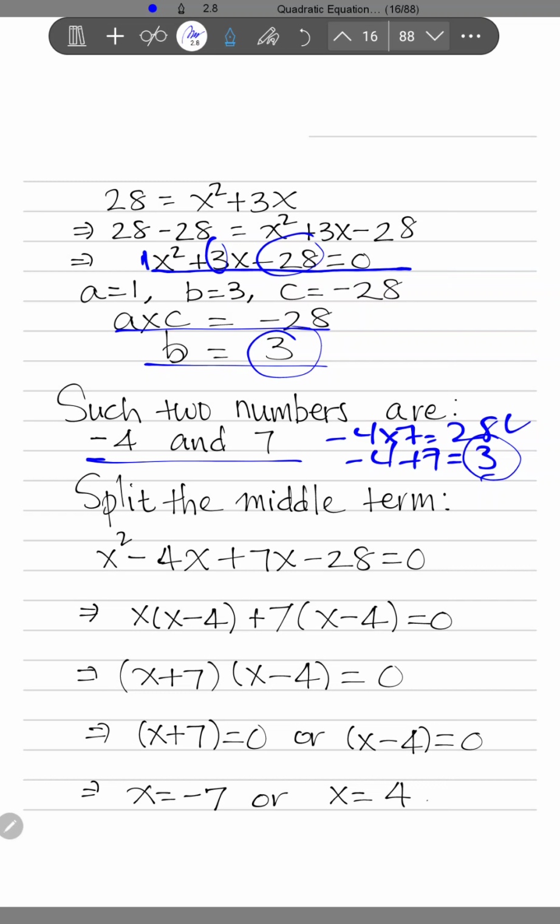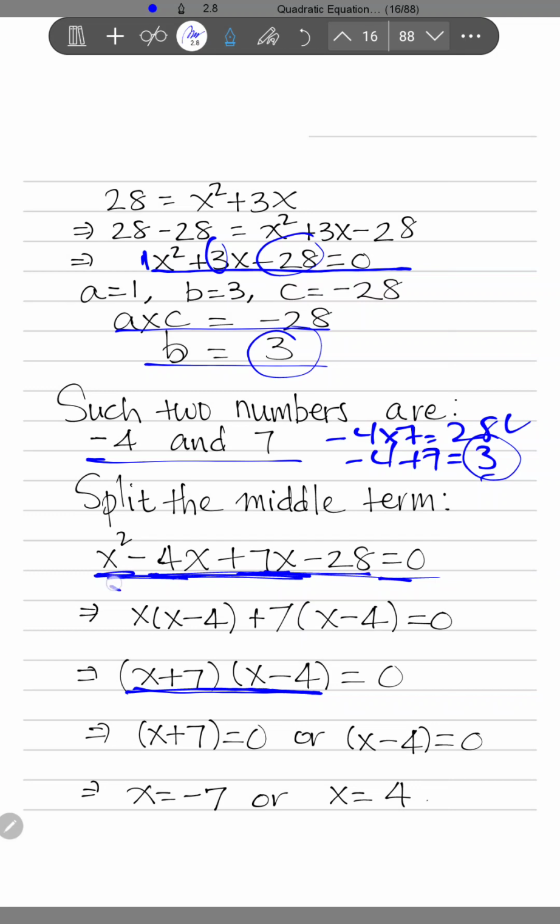What was the middle term here? 3x. 3x has to be split into 7x minus 4x, or minus 4x plus 7x. Doesn't matter in which order we put it, because the end result will be the same, x plus 7 times x minus 4, or x minus 4 times x plus 7. So when we split it, it is x squared minus 4x plus 7x minus 28 is equal to 0.